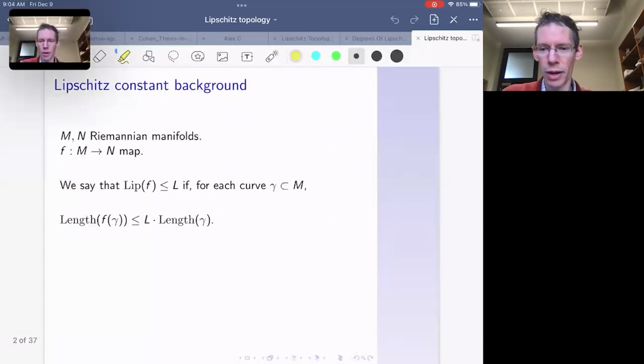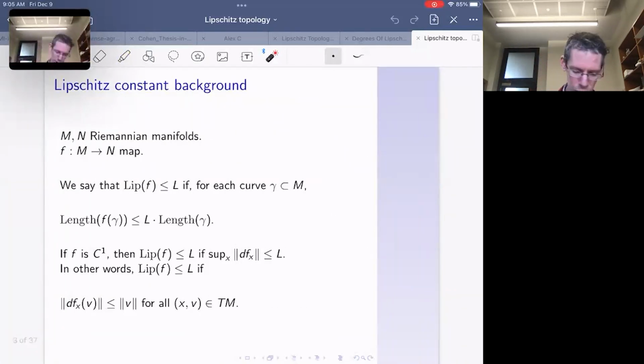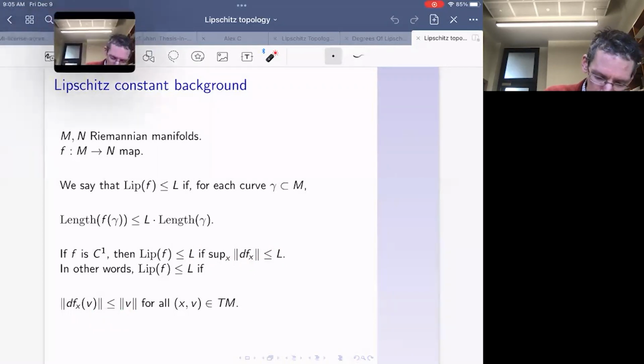Okay, so let me remind everybody what a Lipschitz constant is. If I have a map between Riemannian manifolds, we say the Lipschitz constant is at most L if for every curve in the domain, the mapping stretches the length of the curve by at most a factor of L. So the length of the image is at most L times bigger than the length of the original curve. You can also describe it in terms of the derivative. So if the map is C1, then the Lipschitz constant is at most L if the norm of the derivative is at most L at every point. In other words, the derivative stretches the length of vectors by at most a factor of L.